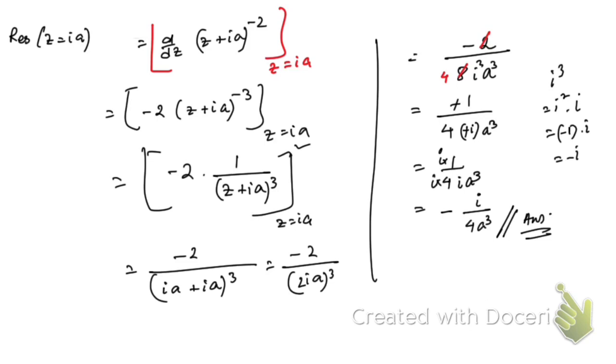So this is our answer, right? This is the residue at z is equal to Ia. So hope you have understood this. Now let's take another problem.